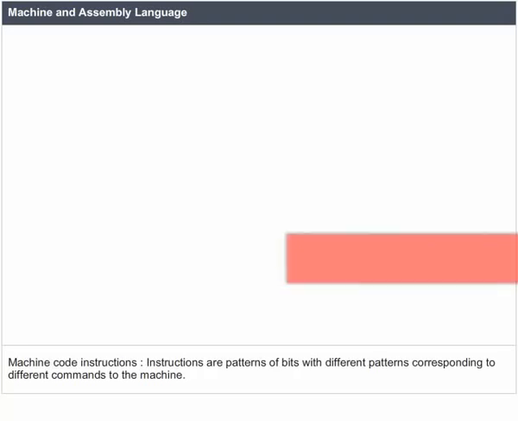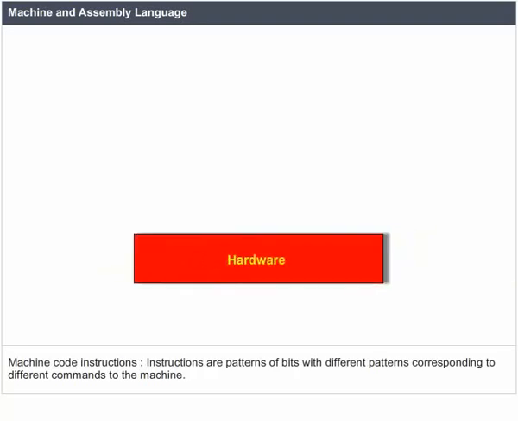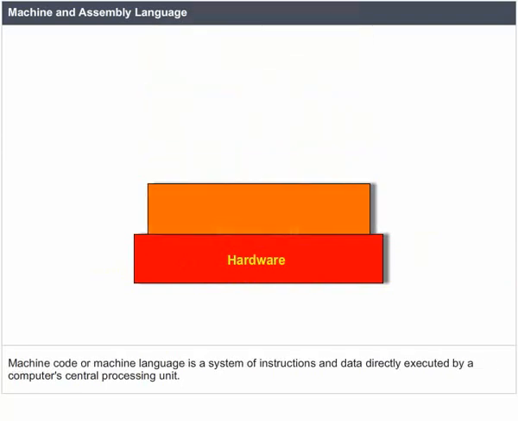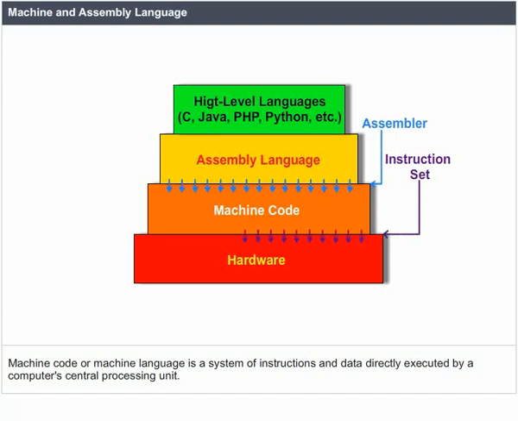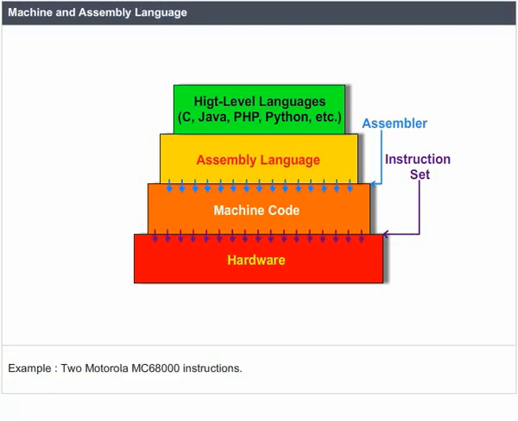Machine and assembly language, machine code instructions. Instructions are patterns of bits, with different patterns corresponding to different commands to the machine. Machine code or machine language is a system of instructions and data directly executed by a computer's central processing unit. Example: two Motorola MC68000 instructions.